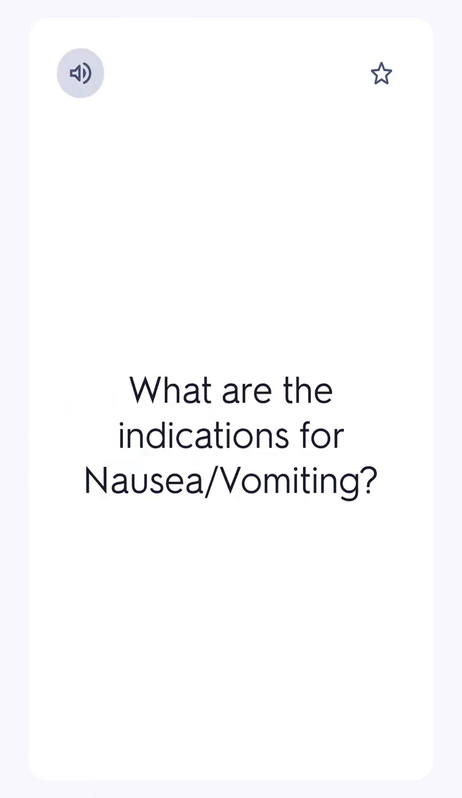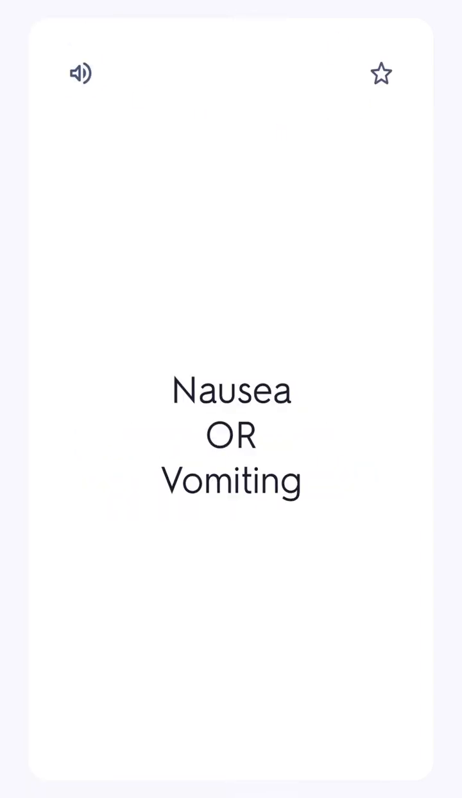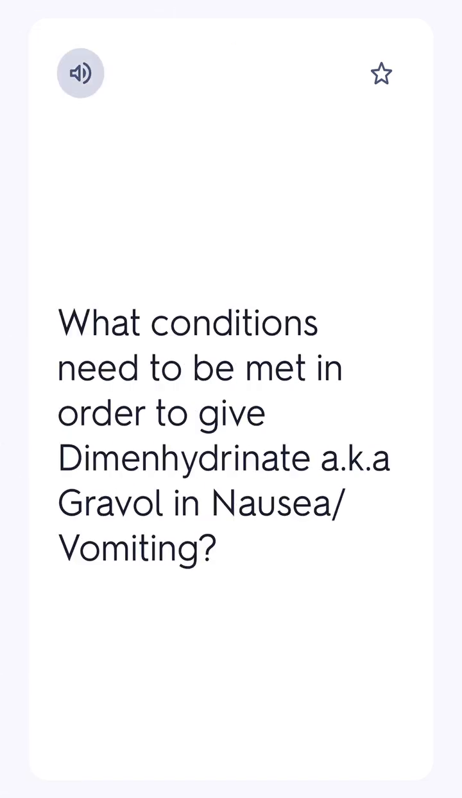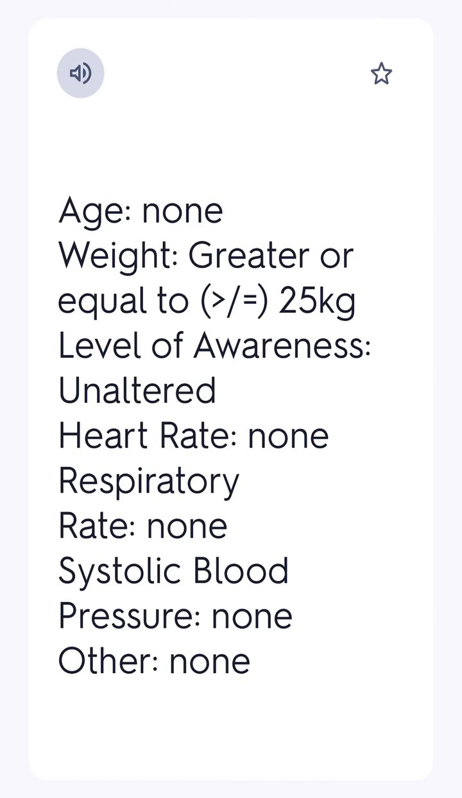What are the indications for nausea/vomiting? Nausea or vomiting. What conditions need to be met in order to give dimenhydrinate aka Gravol in nausea/vomiting? Age, none. Weight, greater or equal to 25 kg. Level of awareness, unaltered. Heart rate, none. Respiratory rate, none. Systolic blood pressure, none. Other, none.